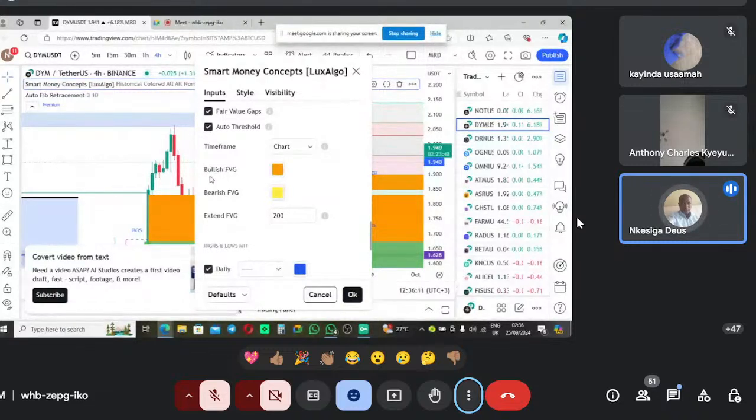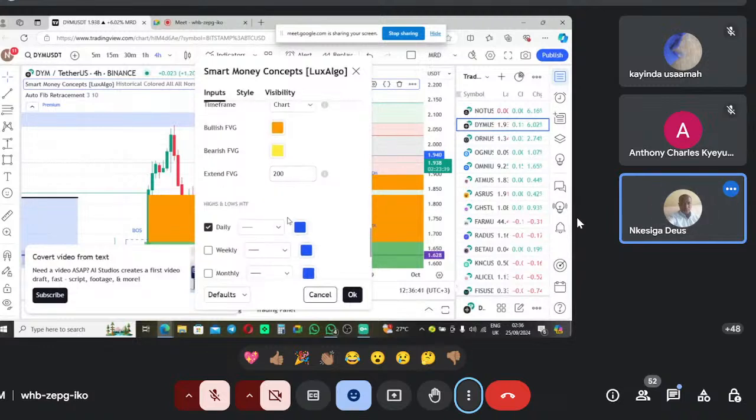Meaning, as long as you see the word bullish, it represents the market will be moving up. That's what it means. So again, we can see the fair value gap. It is in yellow, the bearish fair value gap, representing automatically a downtrend. And we have extended fair value gap. You can put 200, such that we can get long blocks.